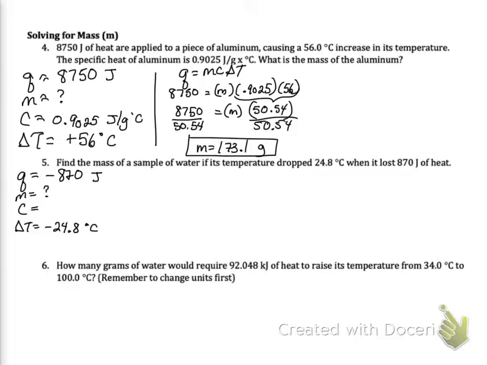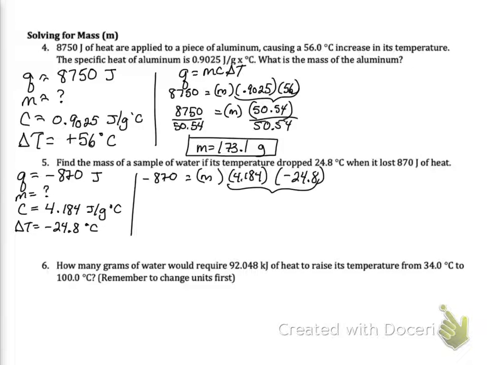Find the mass, and specific heat is blank, but the question told us it was water, so we know that water has a specific heat of 4.184 joules per gram degree Celsius. Let's plug all of our numbers in. Negative 870 equals mass times 4.184 times the negative 24.8. Let's multiply 4.184 times the 24.8.